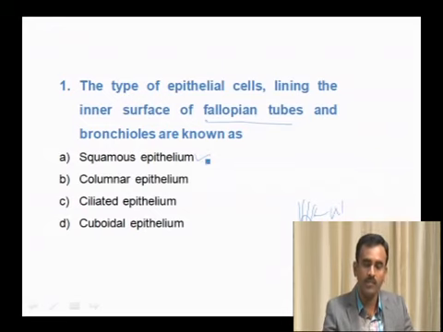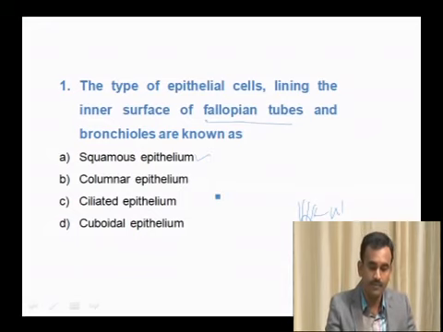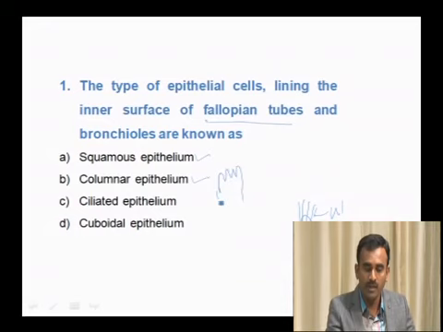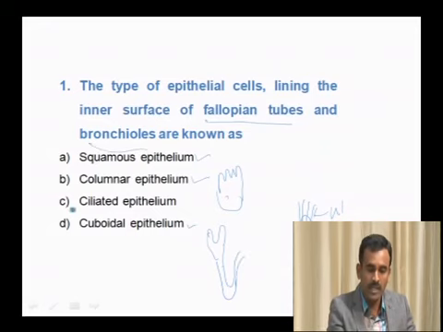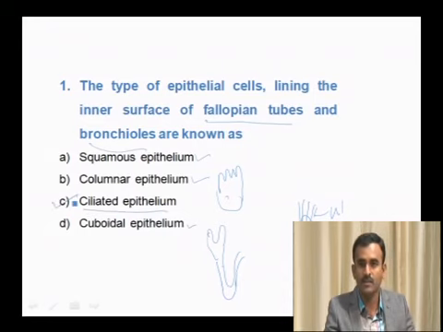Squamous epithelium is present in the inner surface of the lungs, the alveolar wall. Columnar epithelial cells are present in the inner surface of the stomach and intestine, which form microvilli and help in the absorption of food materials. Cuboidal epithelial cells are present in the inner surface of kidney tubules or nephron, and in the fallopian tube or bronchioles, ciliated epithelial cells are present. Ciliated epithelial cells is the answer for this question.